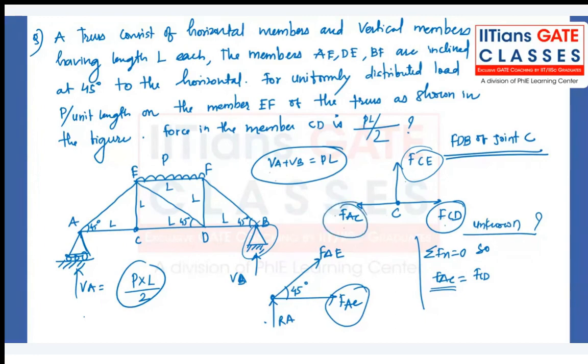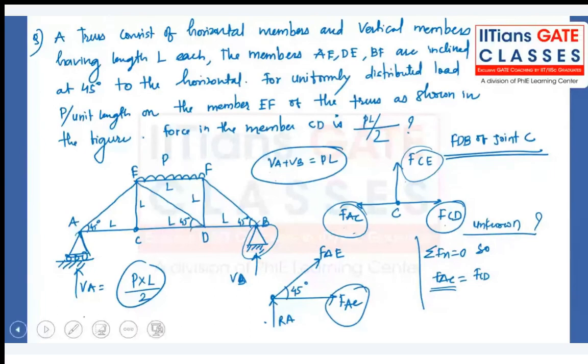And in order to calculate AC, we have drawn the free body diagram of joint A, and then we have calculated FAC. Okay, and that is how we have answered this question. If you want to make it complicated, you can draw the free body diagram of joint D as well. Let me show you how the free body diagram of joint D will look.